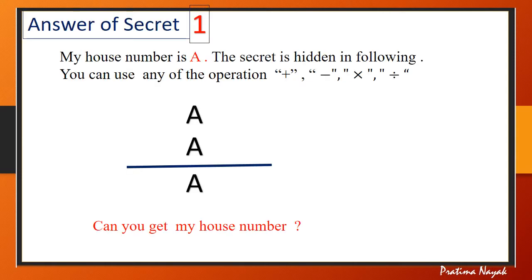Secret 1. Answer of secret 1. My house number is A. The secret is hidden in the following. I am repeating the secret again. It will be A. What operation you will put and what will the answer be? I hope you have got this answer. This is very easy because I started from the foundation only. So yes, you are correct. It is 1. 1 multiplied by 1 is 1. So the answer is 1. So my house number is 1.